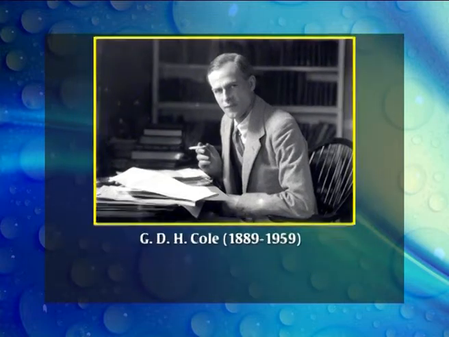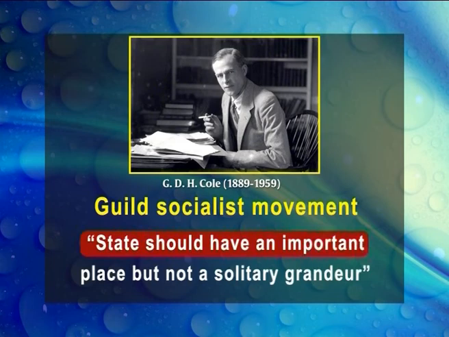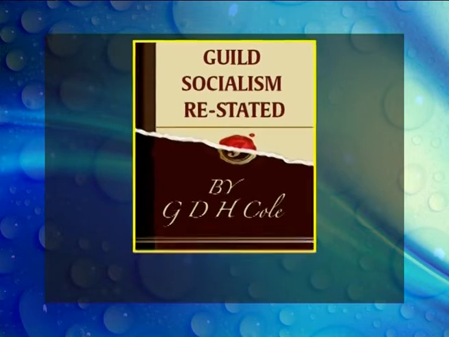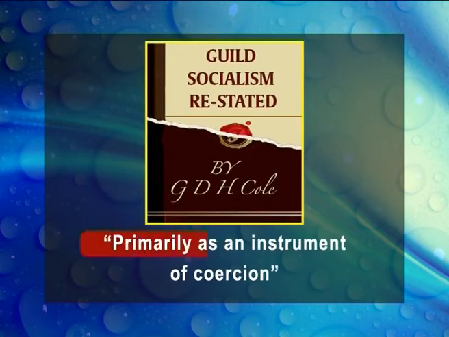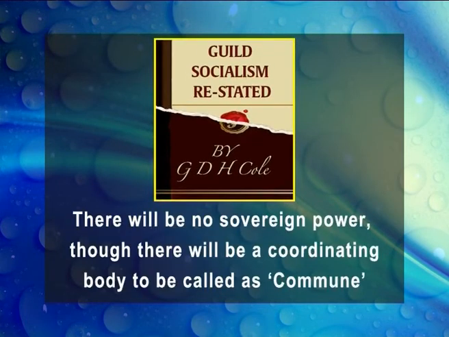Cole, one of the strong exponents of the guild socialist movement, said, "State should have an important place but not a solitary grandeur." In one of his books entitled Guild Socialism Restated, G.D.H. Cole describes state "primarily as an instrument of coercion." Further, he said that in guild socialism there will be no sovereign power, though there will be a coordinating body to be called the Commune.